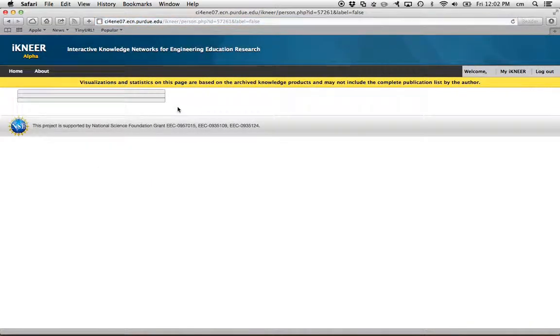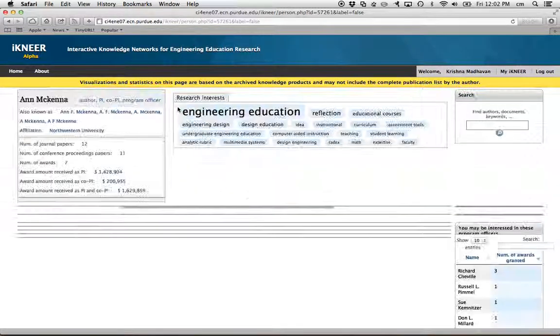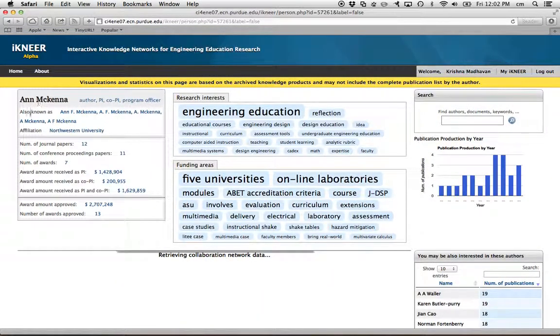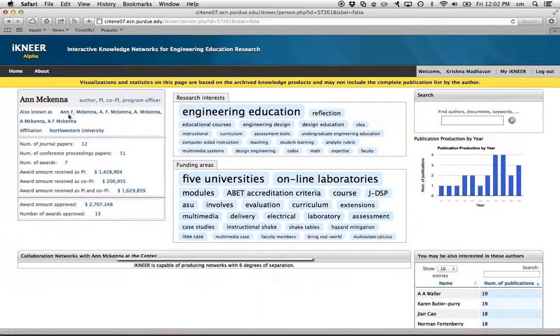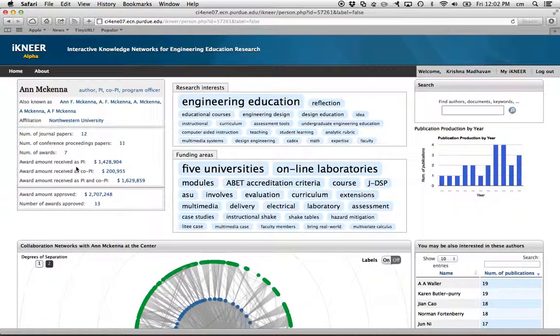This calculation, as you can imagine, takes a few seconds, but once it's done, you will see that Anne has very many name variations that our system has looked at. At the time we archived her work, she was at Northwestern. Here is all the information that is directly related to her, and here are all the amounts that she awarded as a program officer.